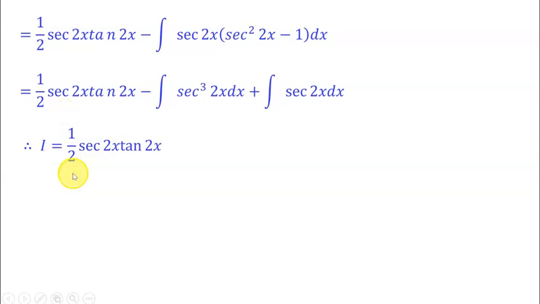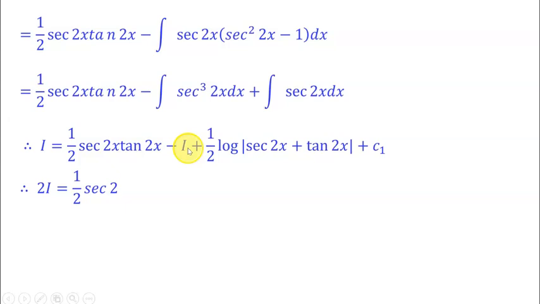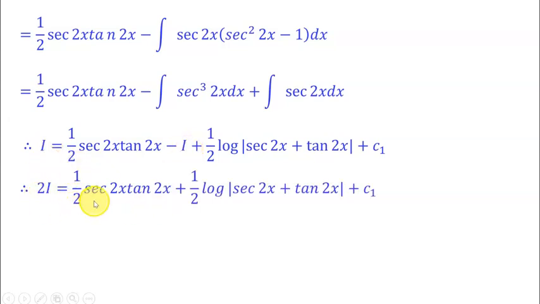What about this? This is nothing but I. That is 1 upon 2 sec of 2x into tan of 2x minus I plus 1 upon 2 log of mod of sec of 2x. What is the integral of sec of 2x? That is the log of mod of sec of 2x plus tan of 2x upon derivative of 2x, which is 2, plus c1. Now take this minus I to the left hand side, I plus I to 2I. You will get 1 upon 2 sec of 2x into tan of 2x plus 1 upon 2 log of mod of sec of 2x plus tan of 2x plus c1.